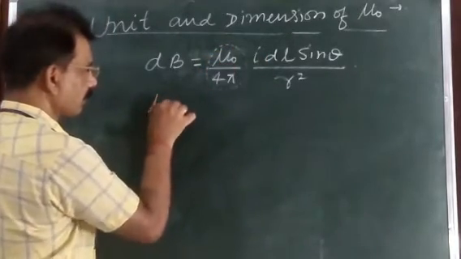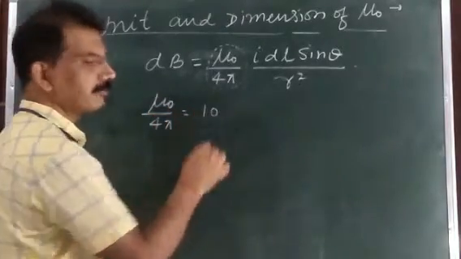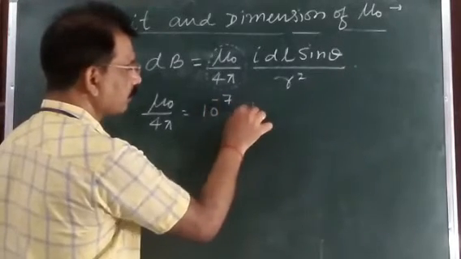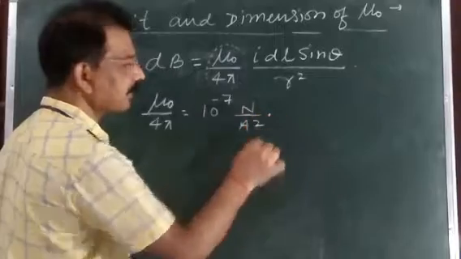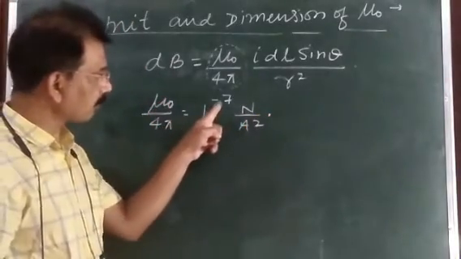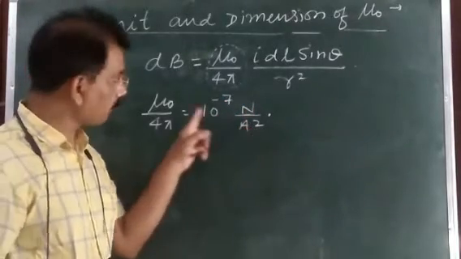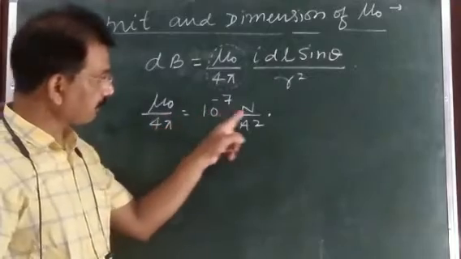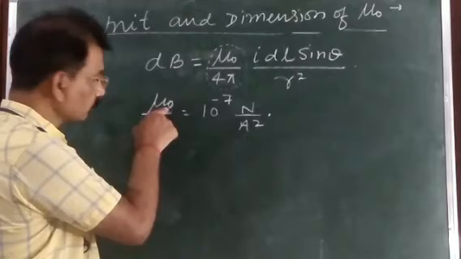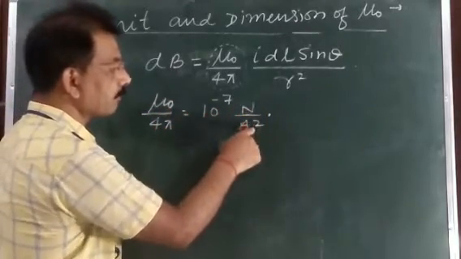this mu naught upon 4 pi is equal to 10 to the power minus 7 Newton per ampere square. It means the value of mu naught upon 4 pi is 10 to the power minus 7 Newton per ampere square. Be careful about this one. Mu naught upon 4 pi is this one. If anybody asks you only mu naught, then mu naught is equal to 4 pi into 10 to the power minus 7 Newton per ampere square.